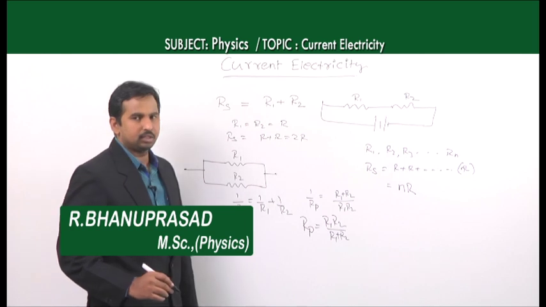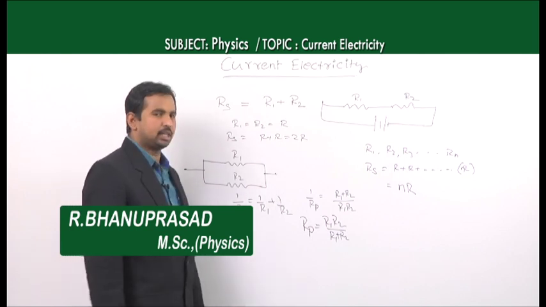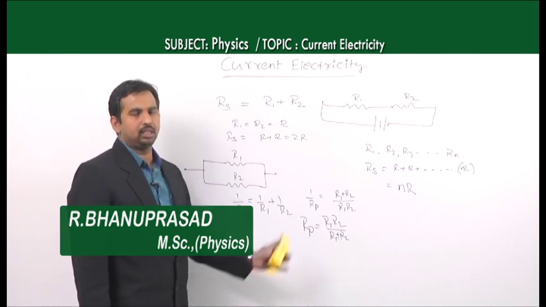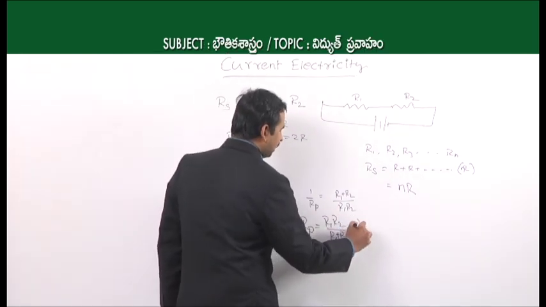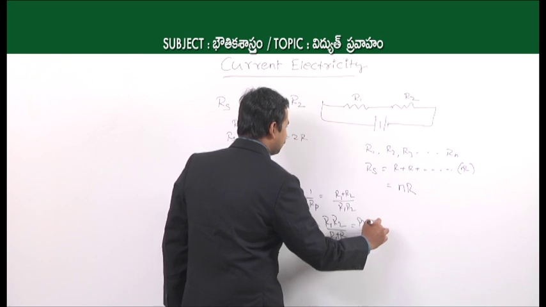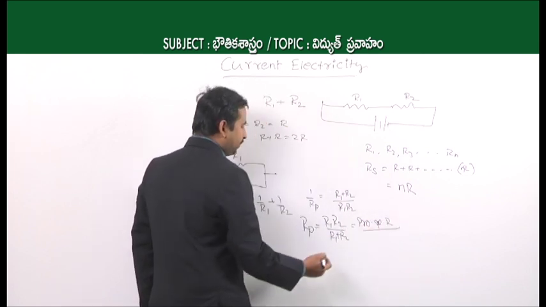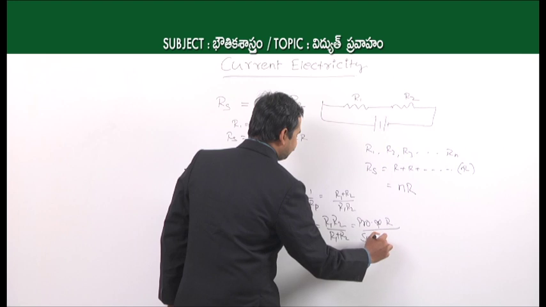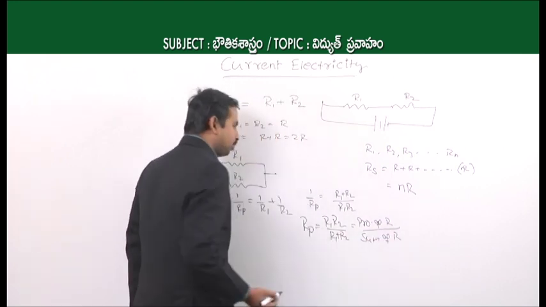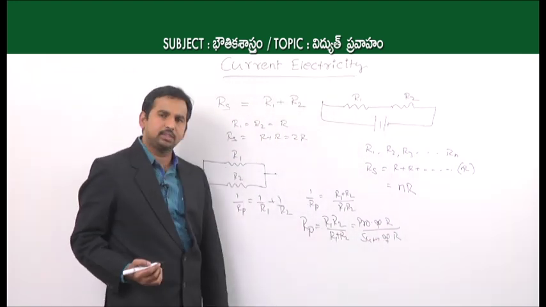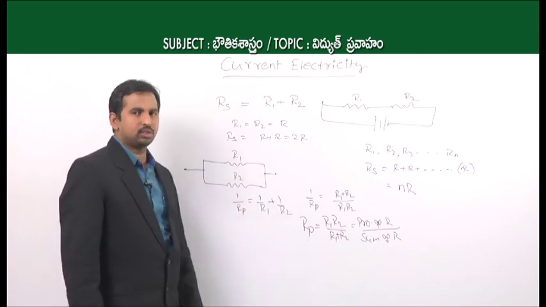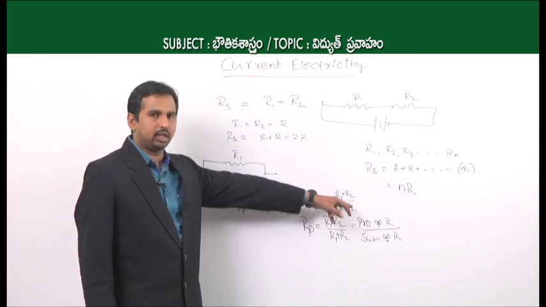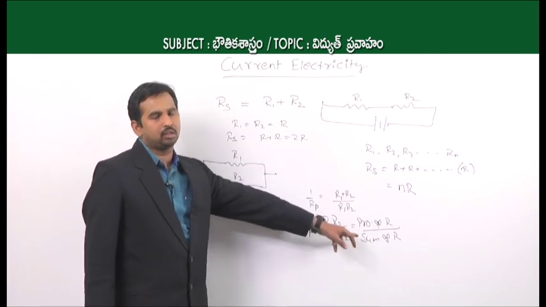Which means when two resistances are connected in parallel, the final equivalent resistance is nothing but the product of the resistances in the numerator by the sum of the resistances. Product of the resistances by sum of the resistances is what we get when connected in parallel. As we are taking two resistances here, we got R1 R2 by R1 plus R2.